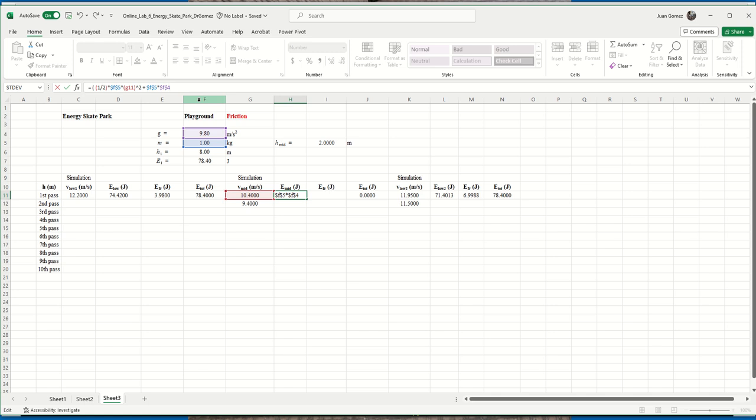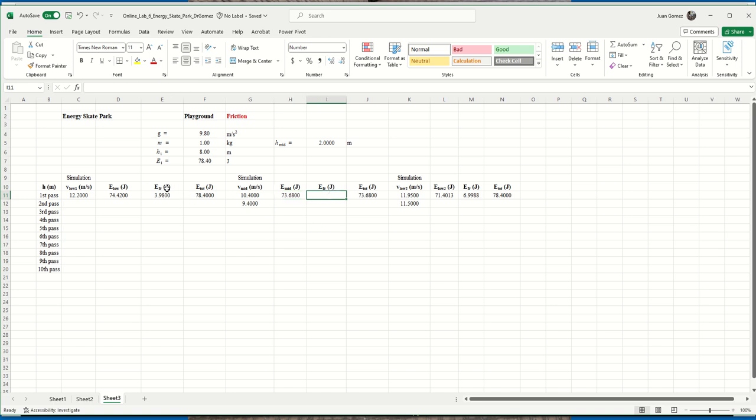H mid is not going to change because the peak is, again, H mid is always 2. So then it's going to be times $I$5. Yes. And then close the parentheses and check. Yep. So the energy at the midpoint is 73.68 joules.